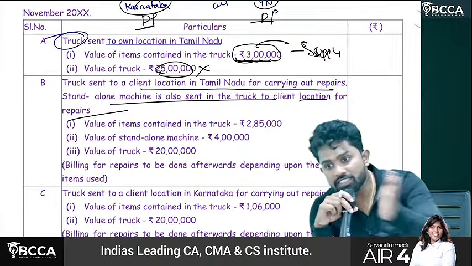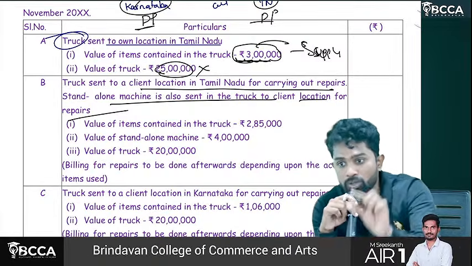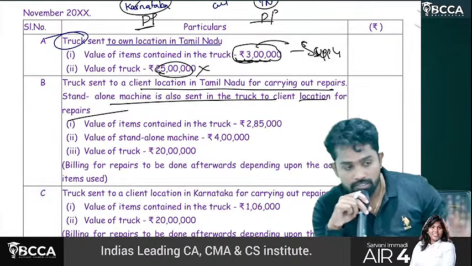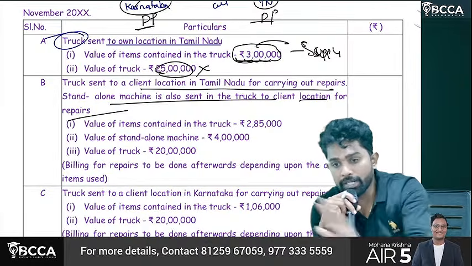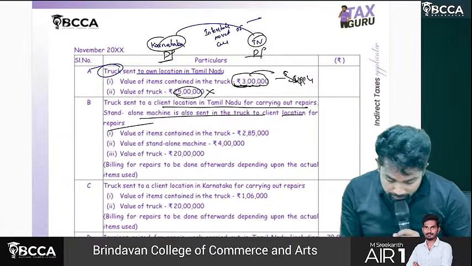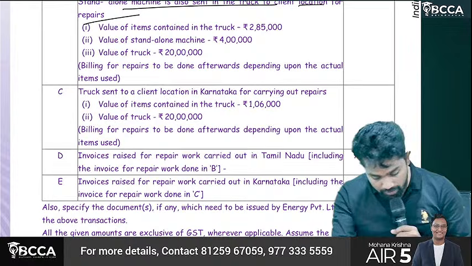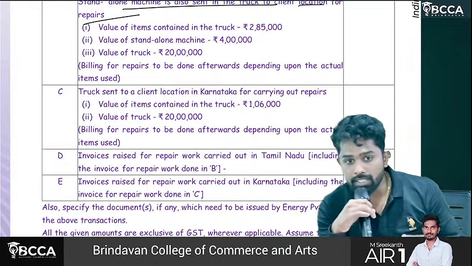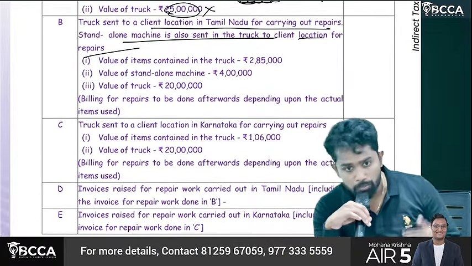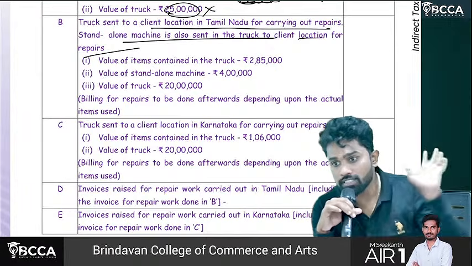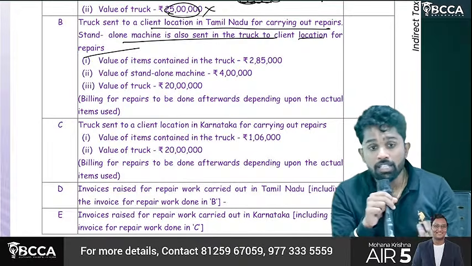Same way, here the truck is sent to the client place to carry out the repair. Why would the truck value be called supply? Only the amount they charged for work done will be treated as supply. Neither the spare parts they carried, nor the machine, nor the truck will be treated as supply. So here, nothing will be treated as supply. Even the C point: same, truck sent, machine sent, and items sent. But in B point, it was sent to Tamil Nadu; in C point, it was sent within Karnataka. Both places, only the amount you billed is supply, not the truck, the machine, or the spare parts you sent.